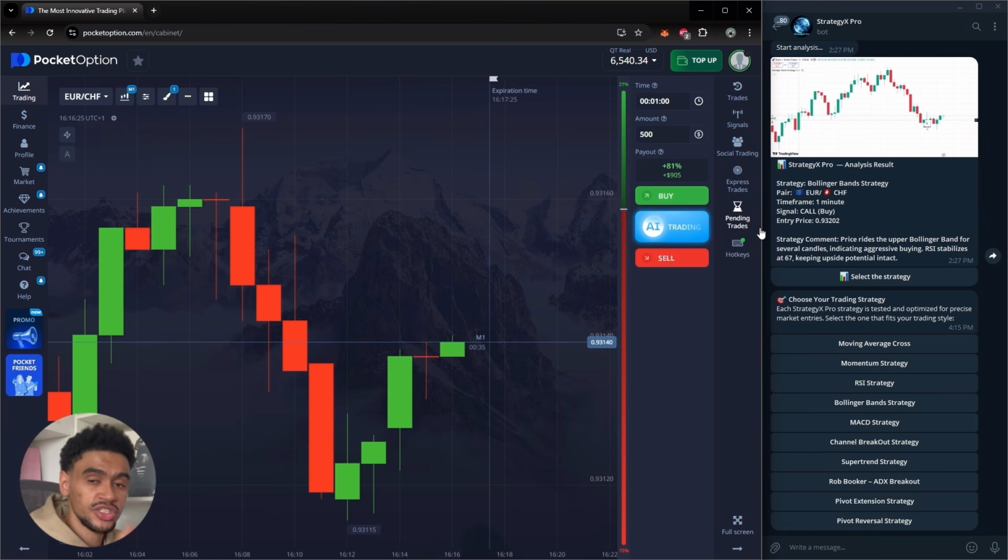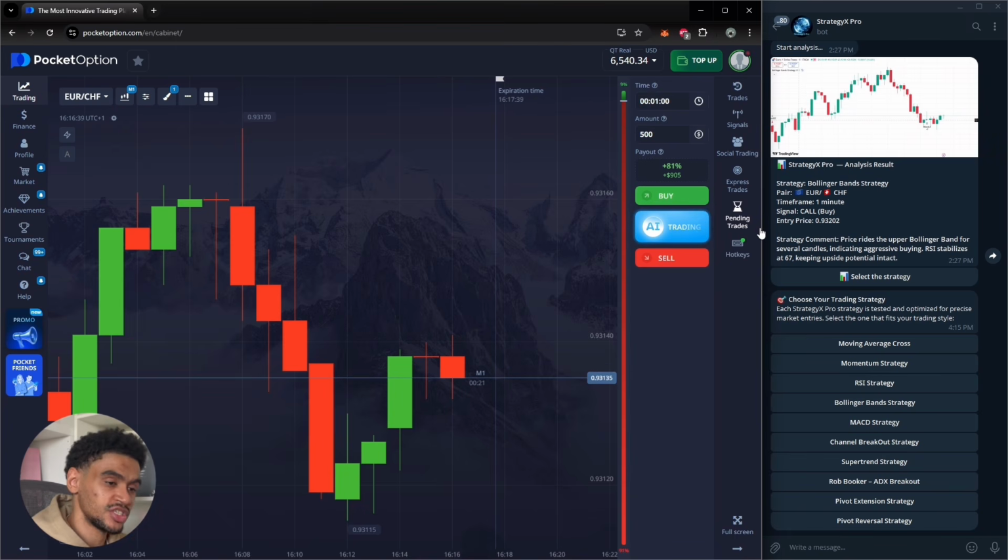These are the strategies that are tested by professionals. These are the strategies that belong to professionals. People use them. These are the most proven ones, the most tested ones. We tested them ourselves as well. So these are the strategies that we would recommend getting into trading with.